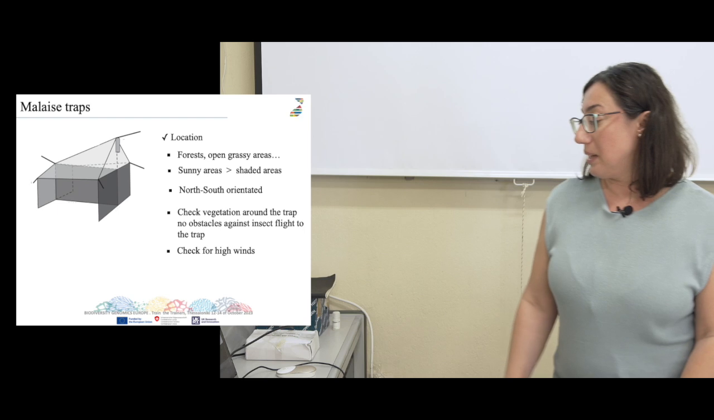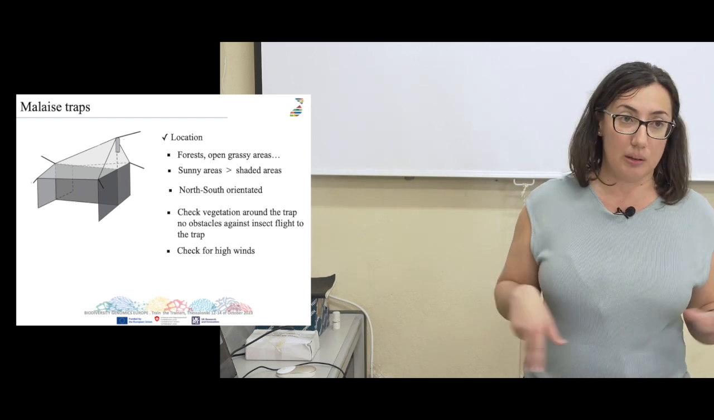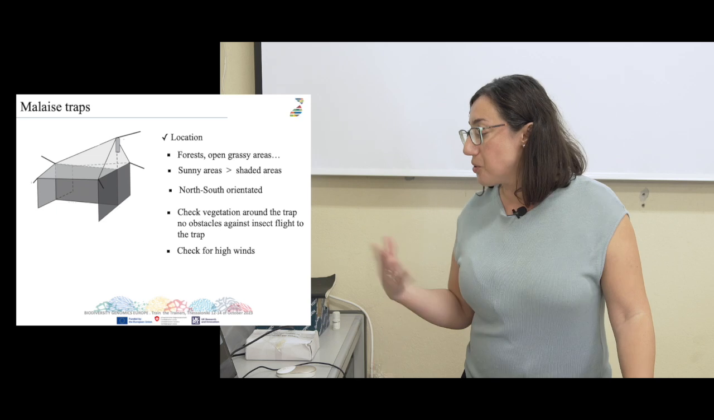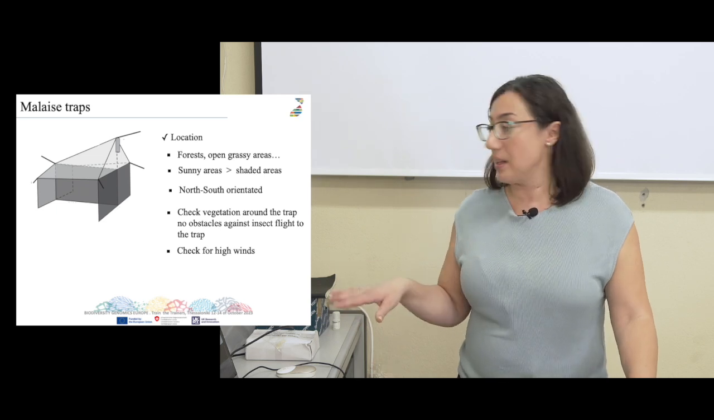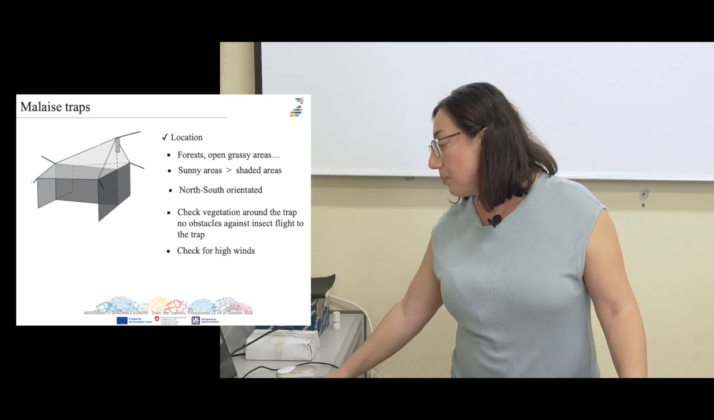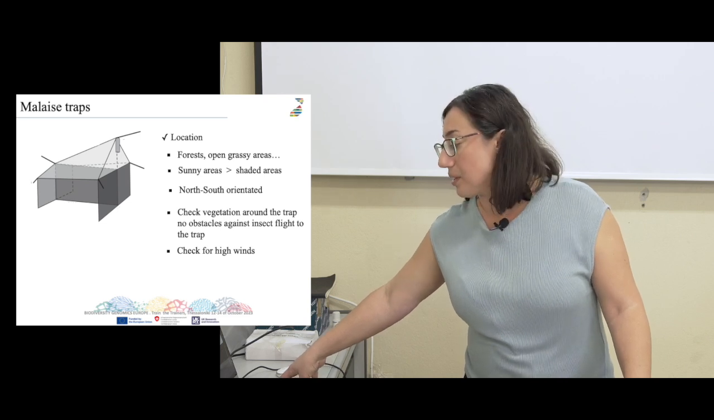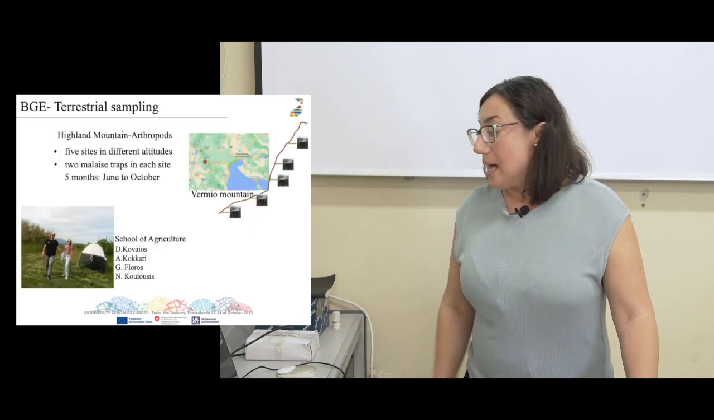Before you set a Malaise trap, you also have to check the vegetation around the trap, in order not to have any obstacles against the insect flight to the trap. And of course, check for high winds. These are just a few things that you have to check.